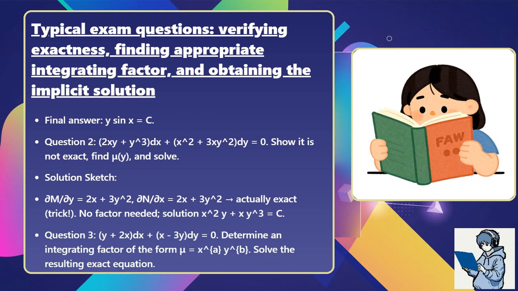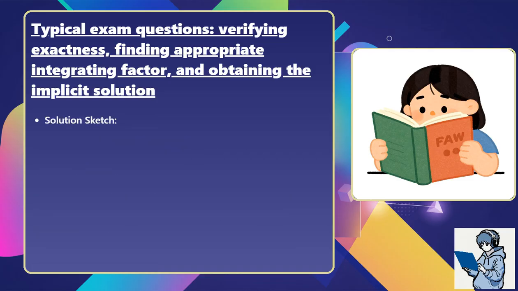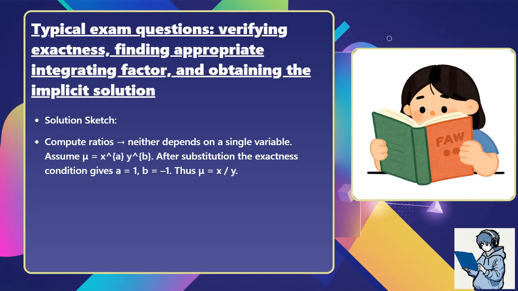Question 3. (y plus 2x) dx plus (x minus 3y) dy equals 0. Determine an integrating factor of the form mu equals x to the a times y to the b. Solve the resulting exact equation. A solution sketch. Compute ratios, therefore neither depends on a single variable. Assume mu equals x to the a times y to the b.